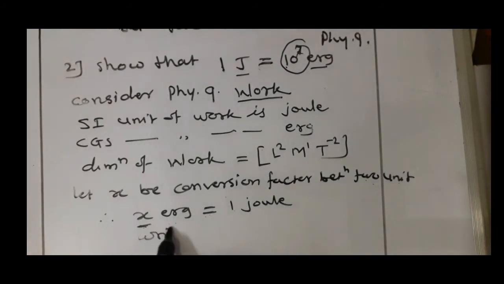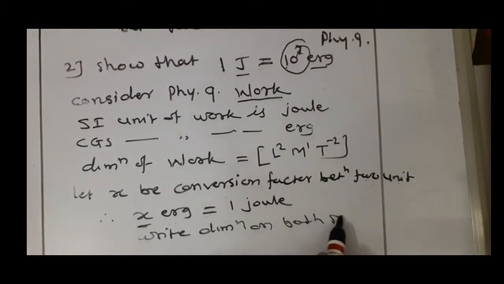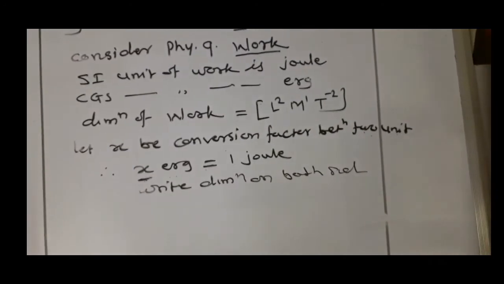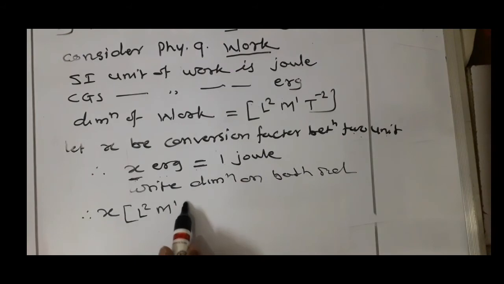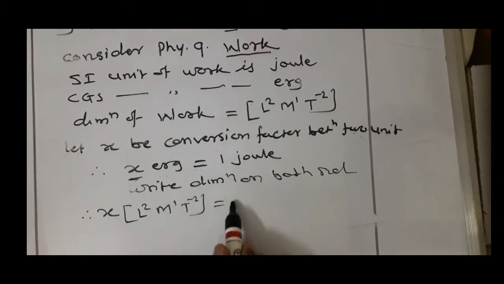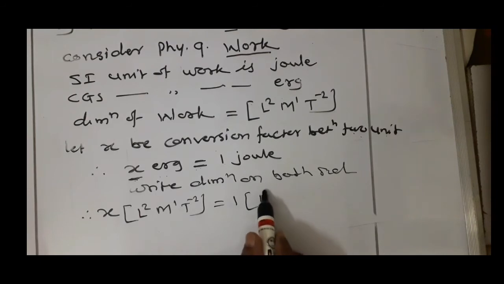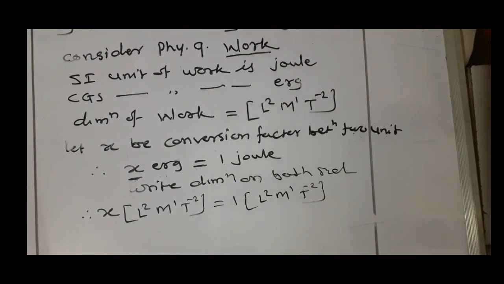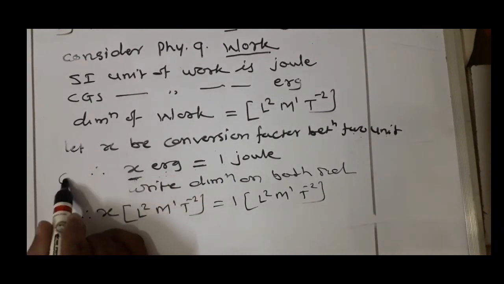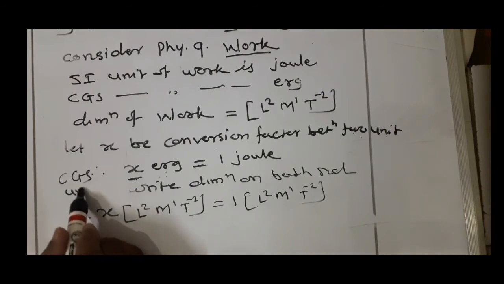Then we write the dimension on both sides. X as it is. Then the dimension of work is L², M¹ and T⁻². Then 1 as it is, and again the dimension of work is the same, L², M¹ and T⁻². Then we have to find this conversion factor X. Remember, erg is the CGS unit. Remember, CGS unit.